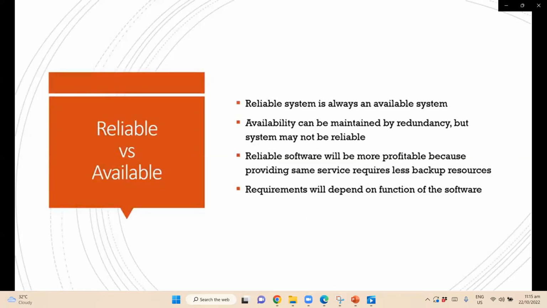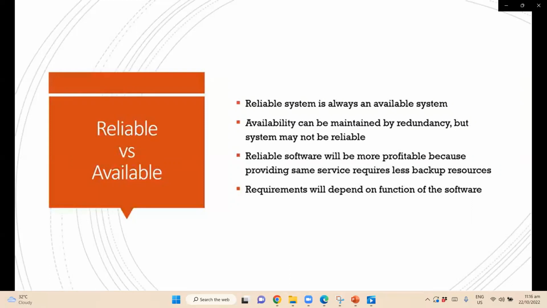Like I said earlier, you can compensate for a non-reliable system by having replication and redundancy in place, but there's always a risk that if those software systems that compensate for the lack of reliability break, all those flaws in your software will be exposed, and you'll see a lot of downtime as a result.